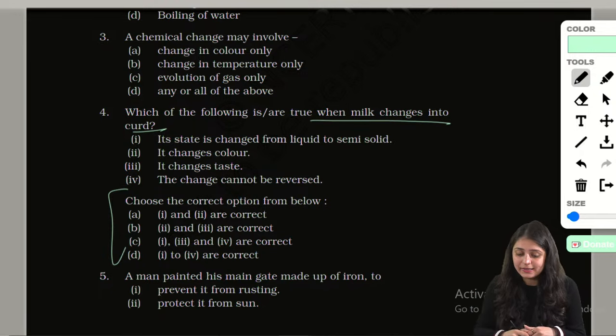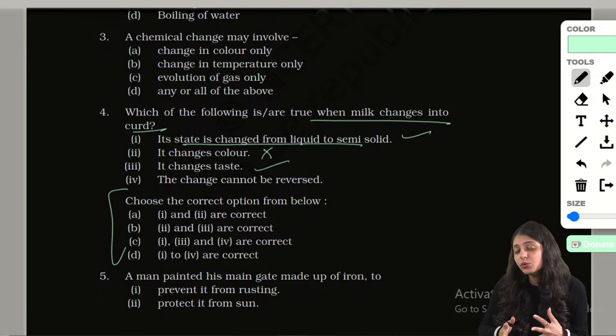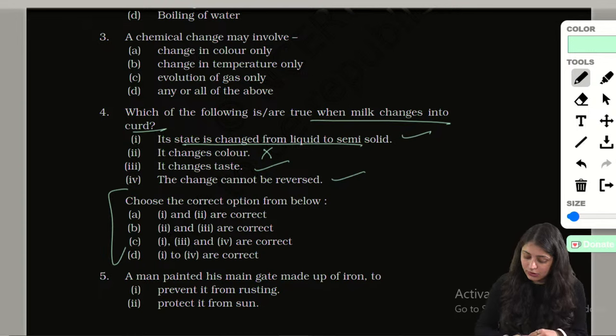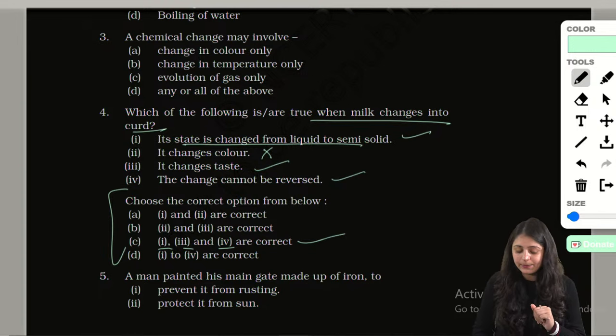Now try this out. ठीक है, it changes state, बिल्कुल सही बात है. तो मतलब फर्स्ट स्टेटमेंट तो सही है. It changes color, व्हाइट का व्हाइट रहता है, कलर तो चेंज होता नहीं है. It changes taste, yes, curd is considered to be more acidic as compared to milk. Change cannot be reversed, correct. So 1, 3 and 4 are correct. अब देखते हैं कौन से ऑप्शन में ये है. 1, 3, 4. That means option C.